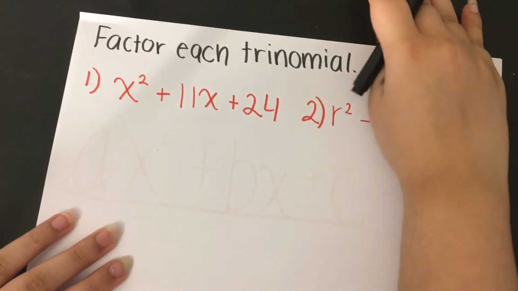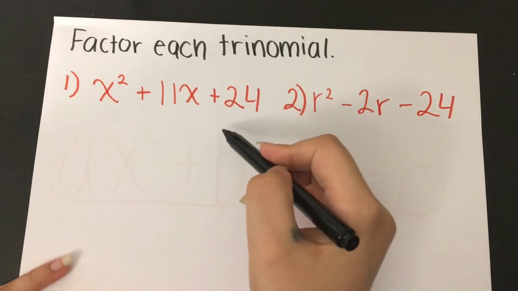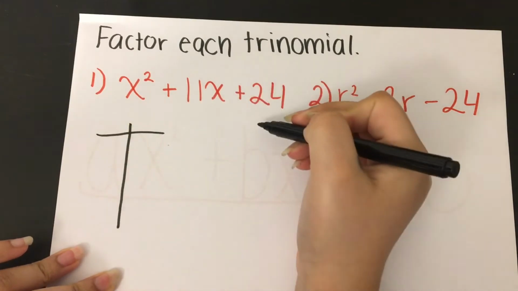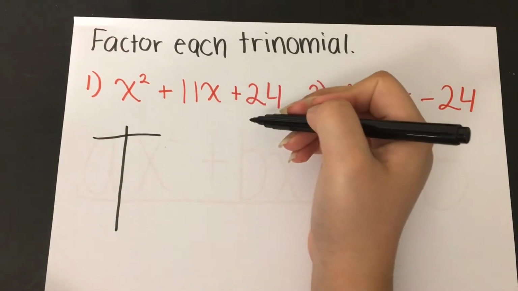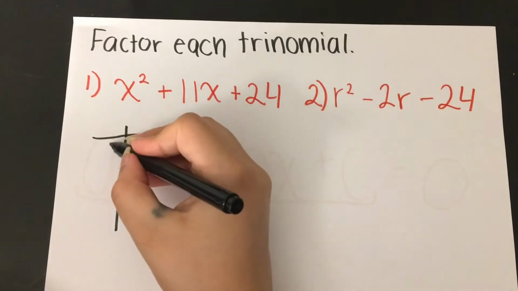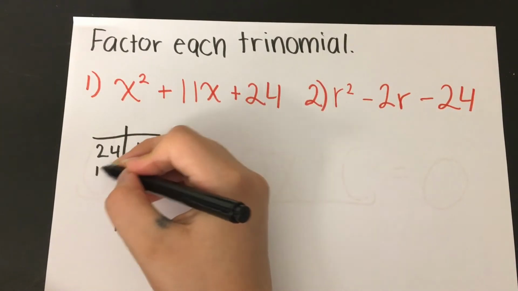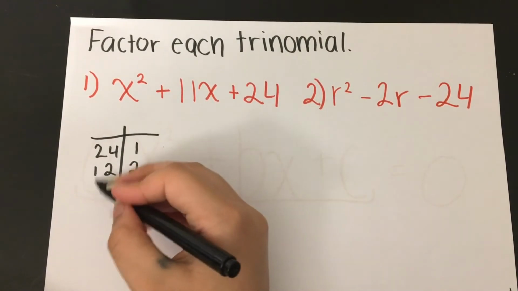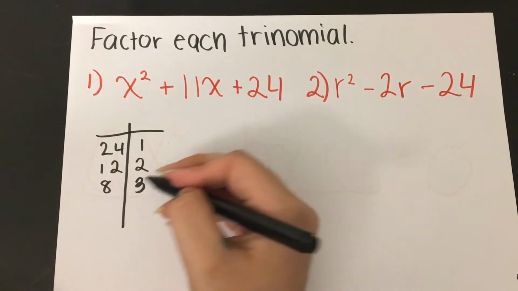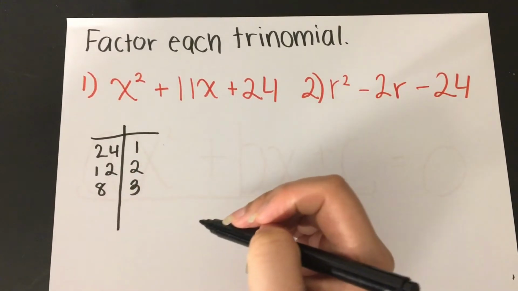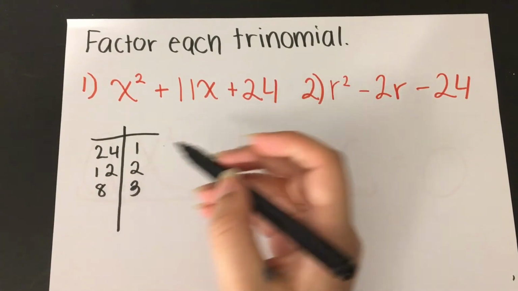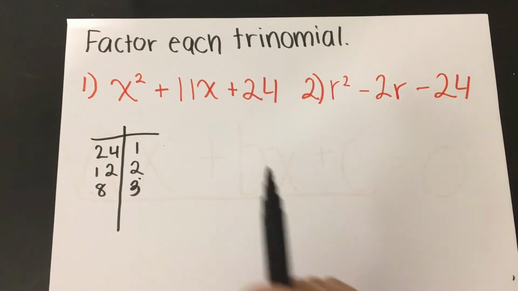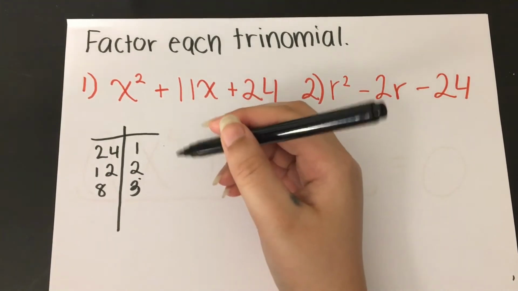Factor each trinomial: x squared plus 11x plus 24. Let's make a table. What times what equals 24 but adds up to 11? Well, let's see. There's 24 and 1, 12 times 2, the negatives too. Then there's 8 times 3, that's 24, right? And if we add them up, 8, 9, 10, 11. So 8 plus 3 is 11, but it also multiplies to 24. Therefore, those would be our values.